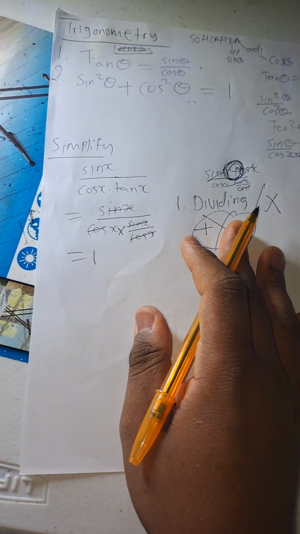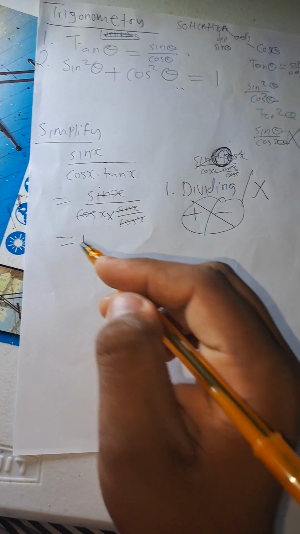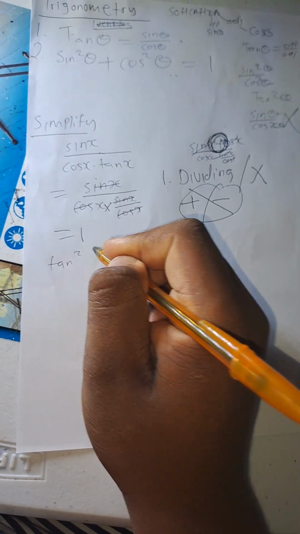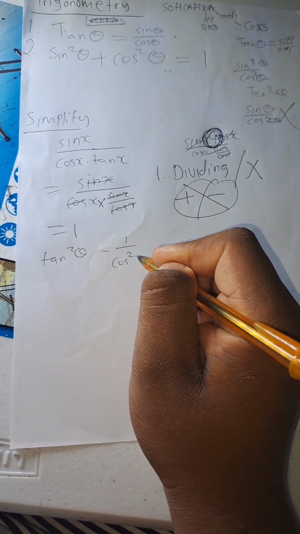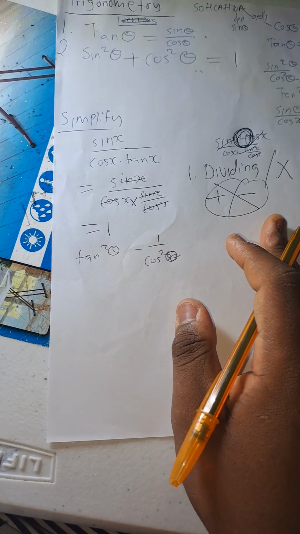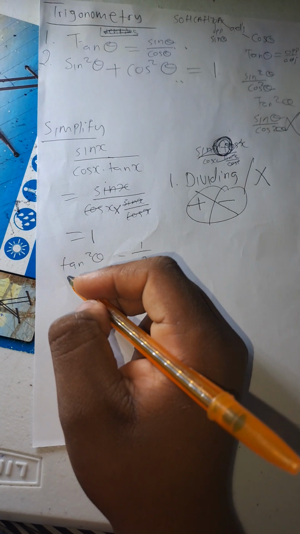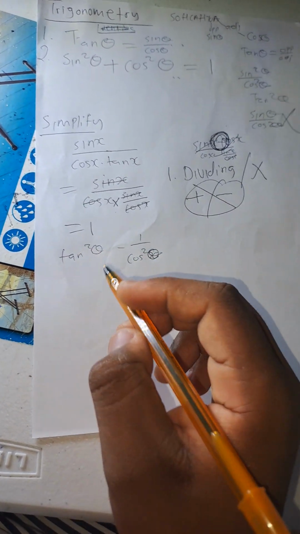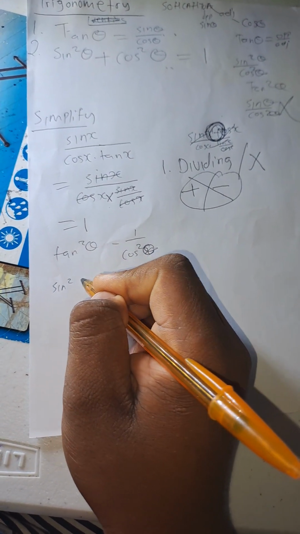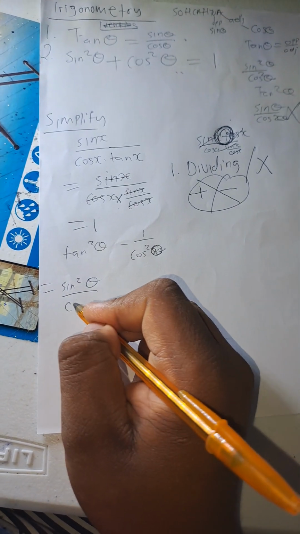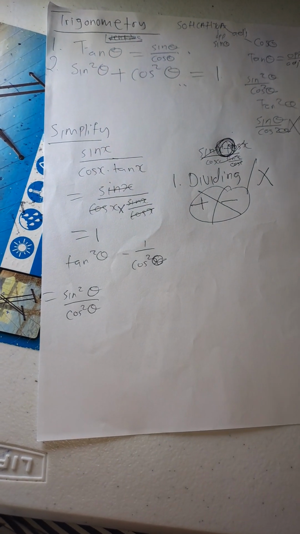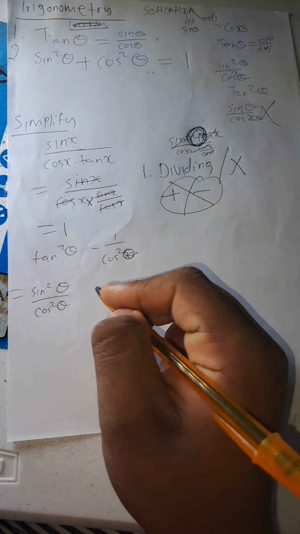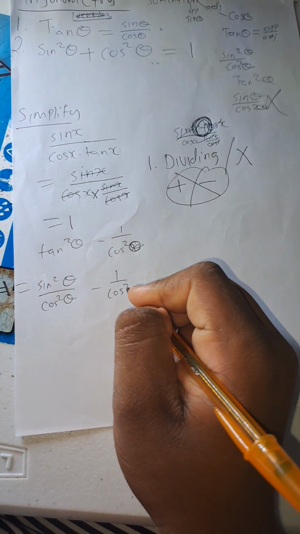Okay, so now let's check the second one. Tan squared theta minus 1 over cos squared theta. Okay, so now let's continue. You know the drill. We must change this to sine squared theta over cos squared theta. You can see what I'm doing, and then minus 1 over cos squared theta.